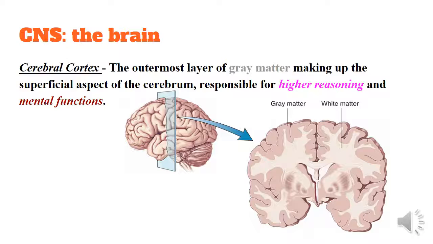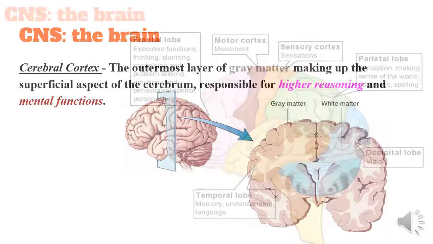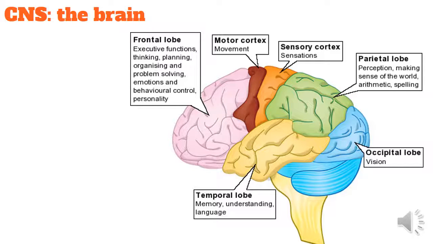So, your brain, major part of your nervous system. You've got the cerebral cortex. It's that outermost layer of gray matter. It's responsible for higher reasoning and for mental functioning. This is really my favorite part of the brain, or one of them, but I like the different lobes. So in the front, you have the frontal lobe. It's where you do your thinking, your planning, your organizing, behavior control, that type of thing. Then to the right of that is your motor cortex, which is with movement. Then your sensory cortex for sensations.